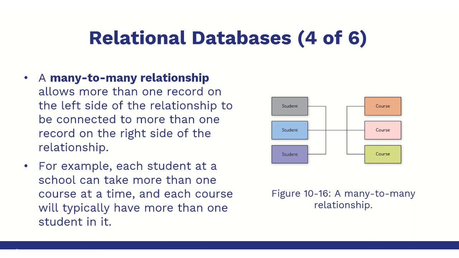Now things can be even more complex. You can have two tables related in a many to many relationship. So what does that mean? It means that more than one record on the left side of the relationship. So let's say there are two tables.